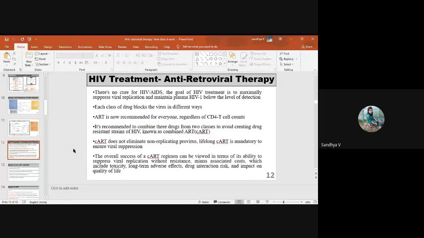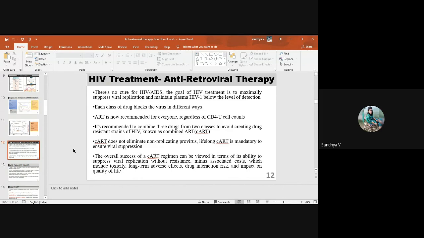So coming to HIV treatment. HIV treatment now is antiretroviral therapy, our webinar topic. Till now there is no cure for HIV/AIDS. The goal of antiviral therapy is to suppress viral replication and maintain the HIV viral load below the level of detection. There are some classes of drugs which target major points of HIV replication. ART is now recommended for everyone once they test positive for HIV, regardless of CD4 T cell counts.